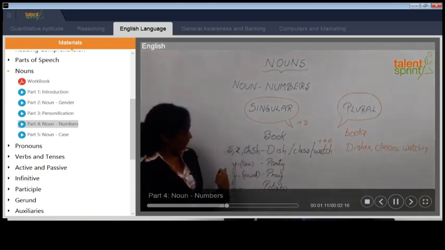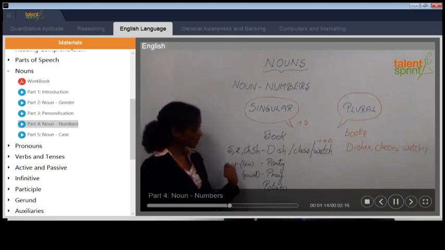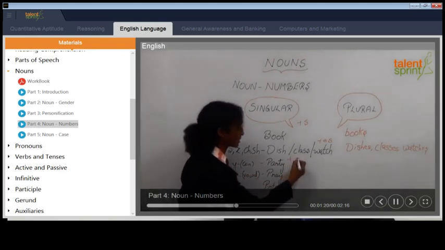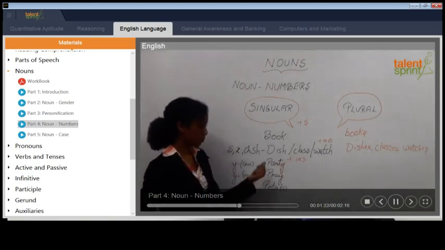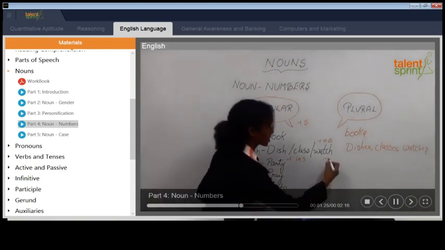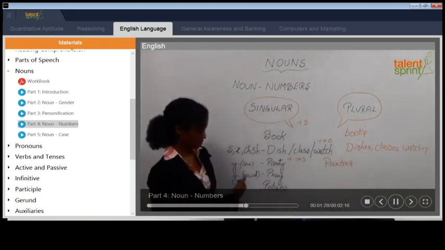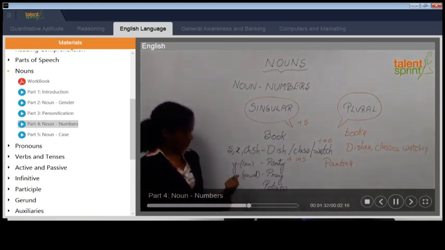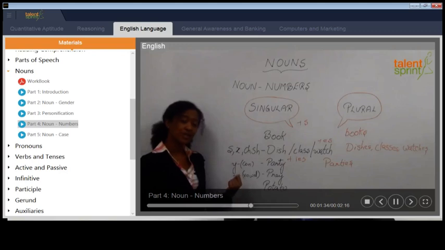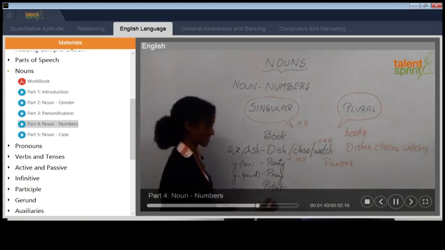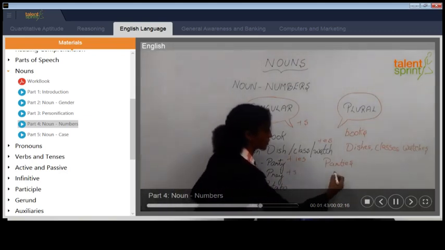Now words that end with y preceded by a consonant, what you do is you replace the y with ies. So party will be parties. And with words that end with y preceded by a vowel, like pray, all you have to do is add s to make it plural.